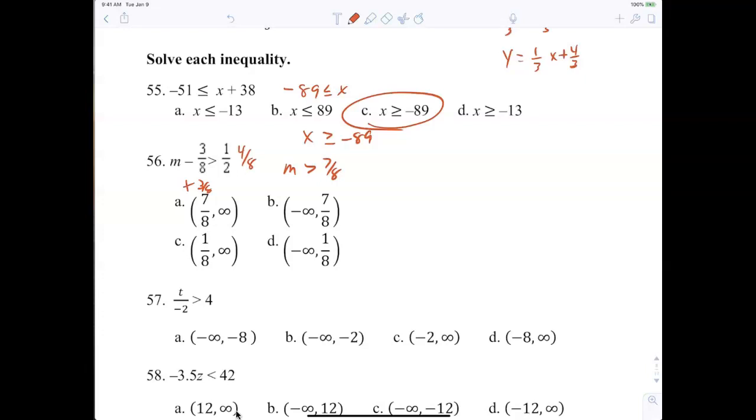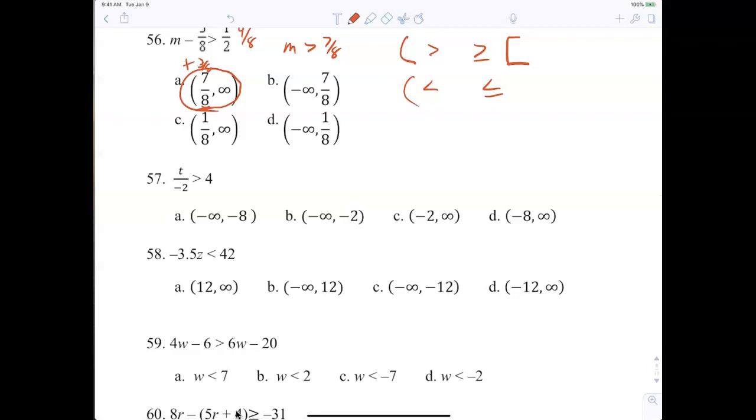And if it's greater than 7/8, that means it starts at 7/8 and goes to infinity. Notice it's just an equal to, so that's why it's a parentheses. If it's greater than or equal to, it would have been a bracket. All right. So parentheses are when it's this way or this way. Bracket is when it's this or this.